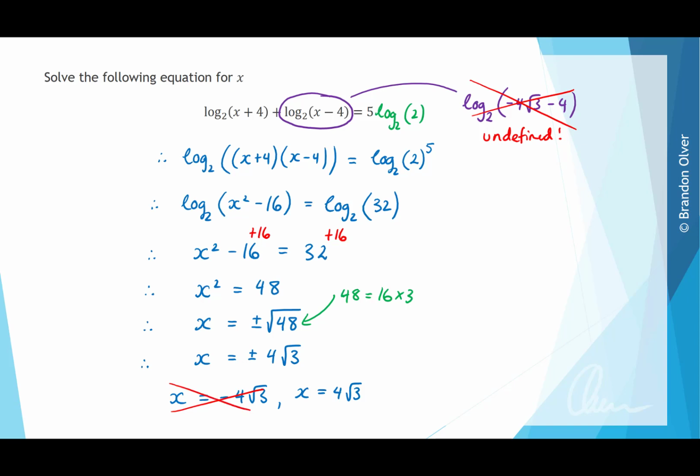Now that thing there, because we have log 2 of a negative number, is undefined. Therefore, this is not a possible solution to this equation, meaning that the only solution that we get is x is equal to positive 4 root 3.